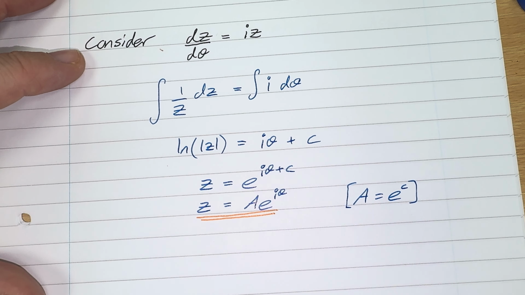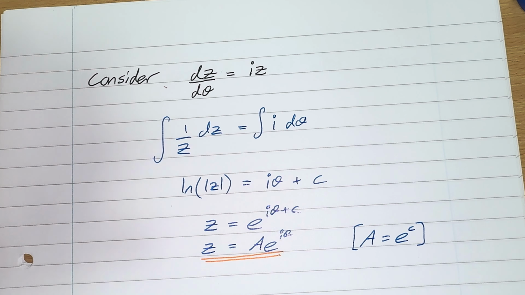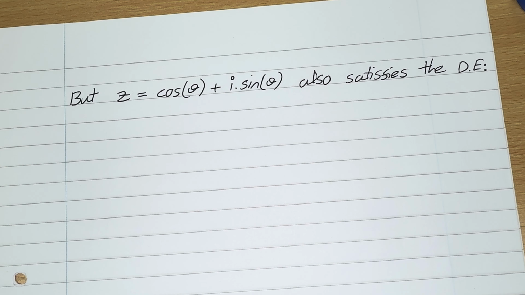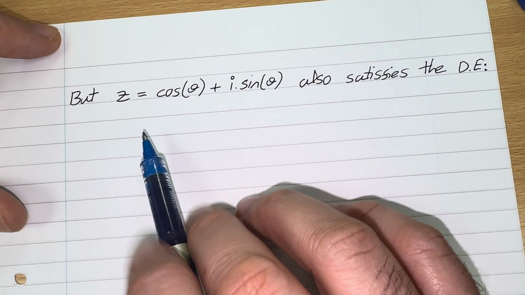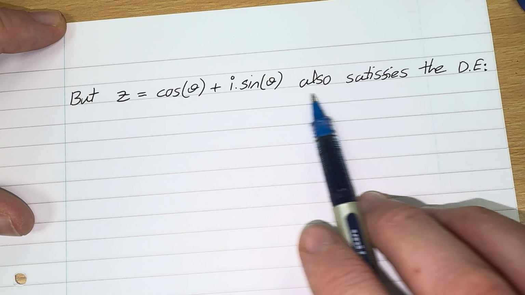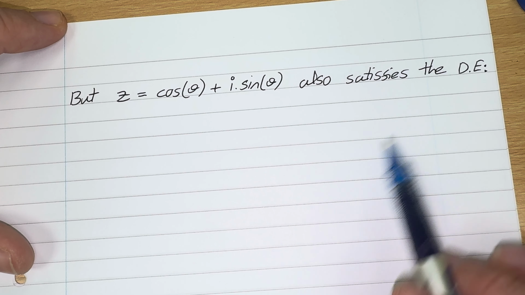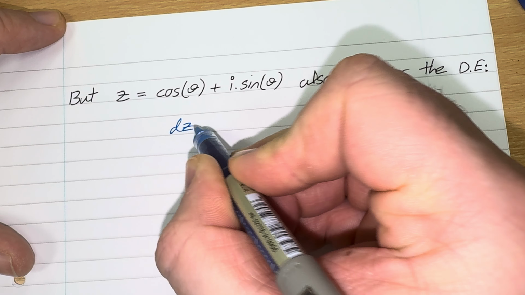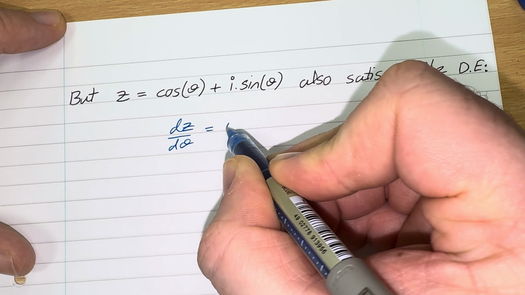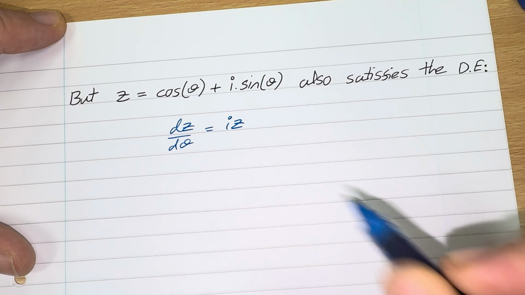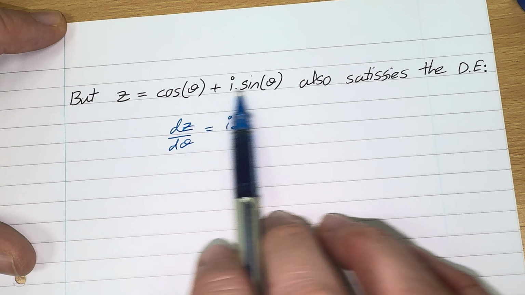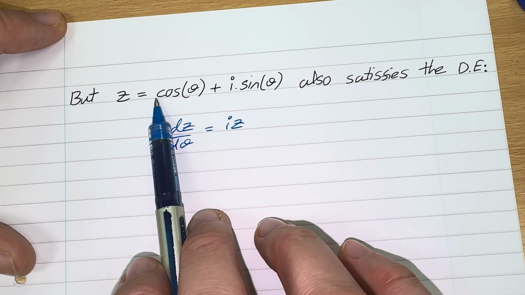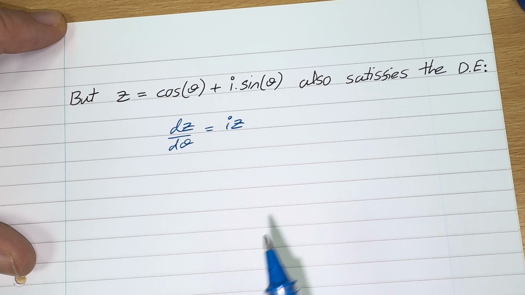However, there is another solution to this differential equation, and it looks like this. This is my claim. I'm going to claim that this function of z also satisfies the same differential equation. Just to remind you, the differential equation was dz by d theta is equal to i times z. So what I'm going to do is take this definition of z and differentiate it.